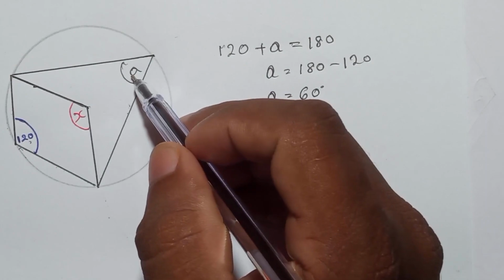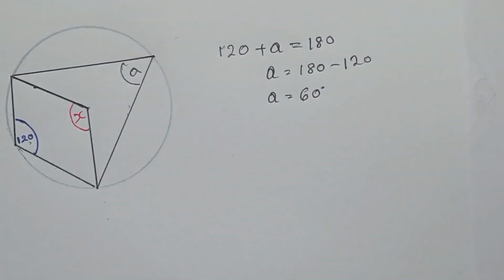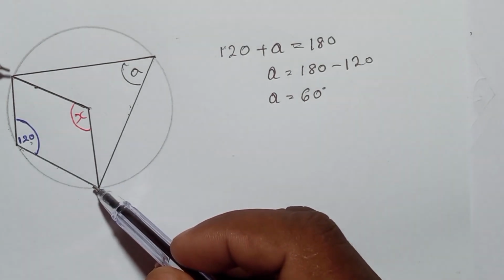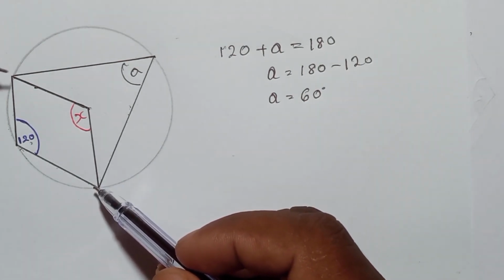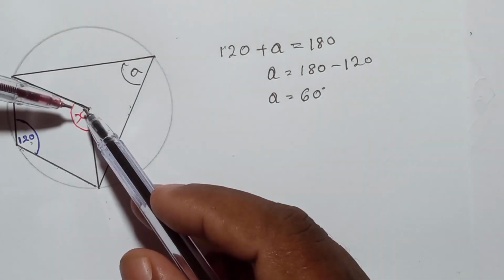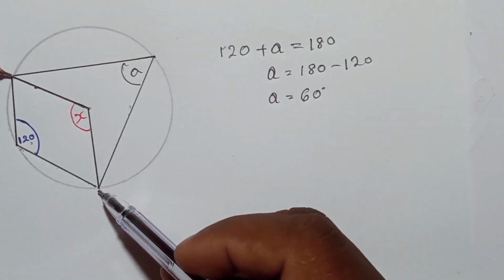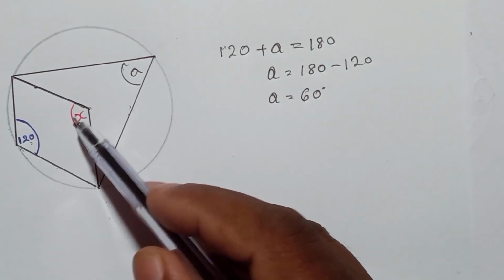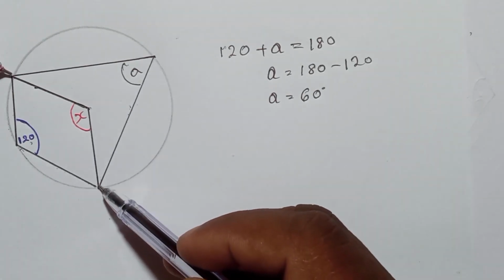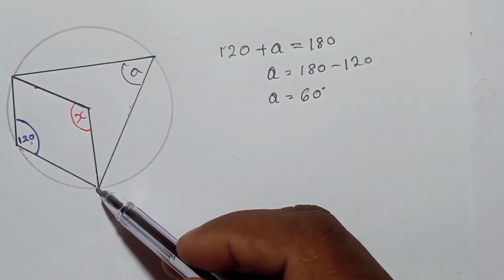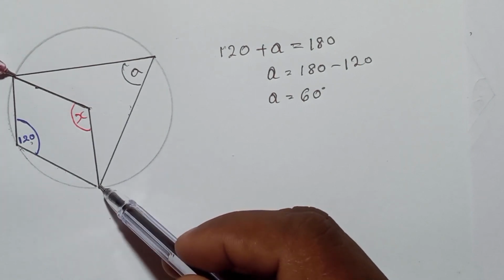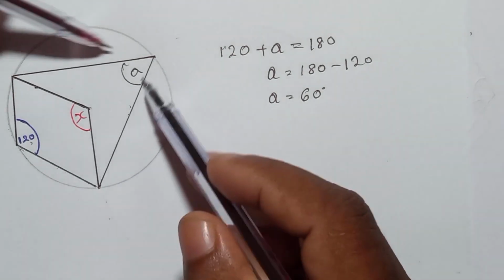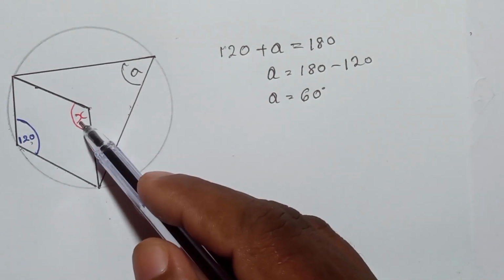Okay, now a is 60, then you know this theorem: from the same two places on the circumference, from these two places go to the center, and from that same two places go to the circumference. Same two places mean here and here, right? So this angle will be twice of this.